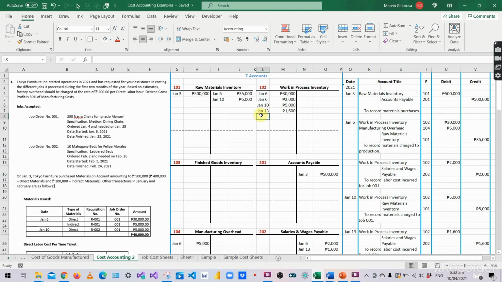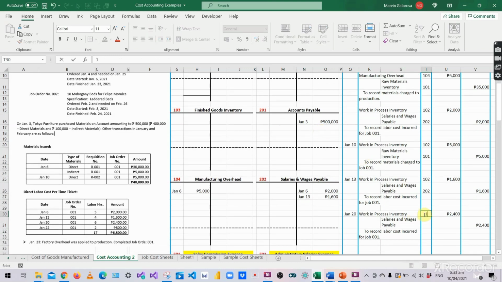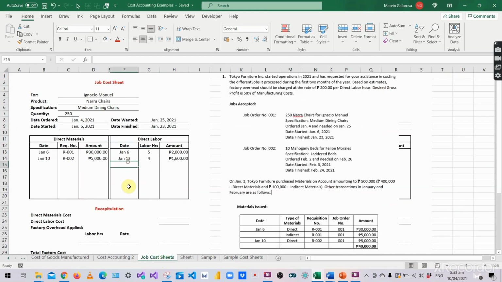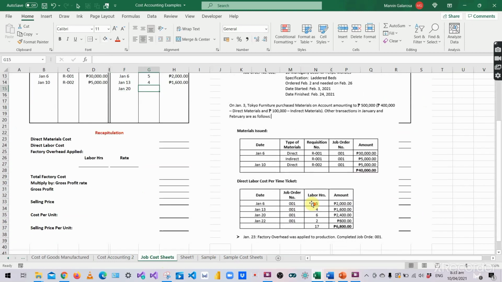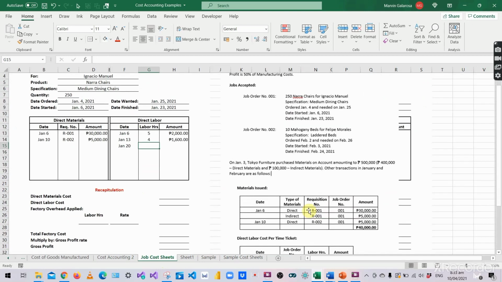So, January 20. Under work in process sa debit side, 2,400. Lagay mo yung account number, 102. And then salaries and wages, January 20, 2,400, 202. Then, punta ka sa cost sheet. Under yan ng labor, January 20. Labor hours is 6. So, 6. Ang amount is 2,400.